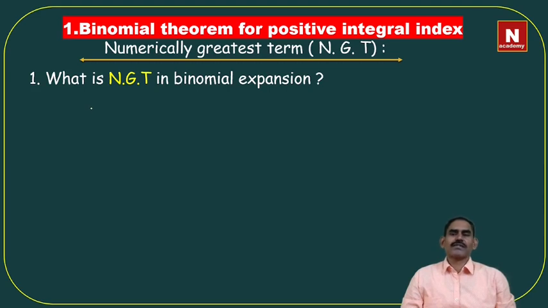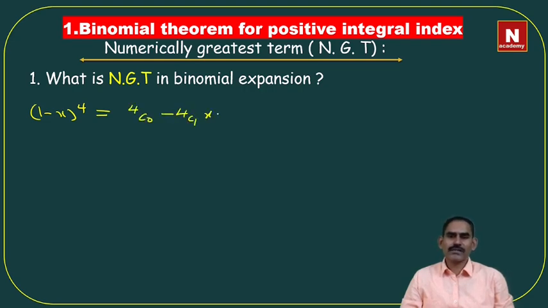Now the first part is what is numerically greatest term in the binomial expansion. With the help of an example we can understand what is numerically greatest term. I am taking one example here. Binomial expansion (1 - x)^4. With the help of the binomial theorem we can expand this: 4c0 - 4c1 x + 4c2 x square - 4c3 x cube + 4c4 x power 4.